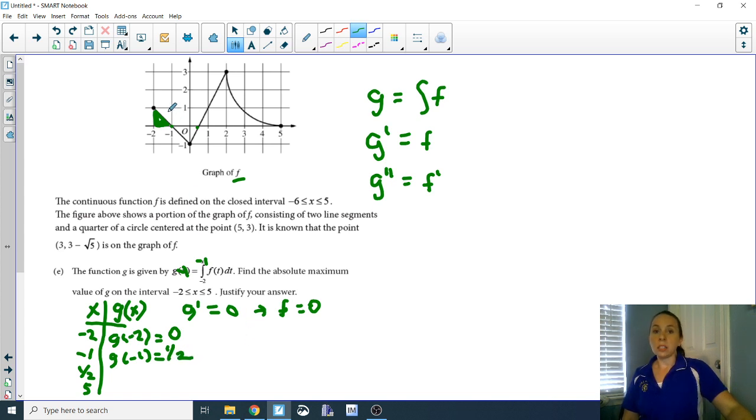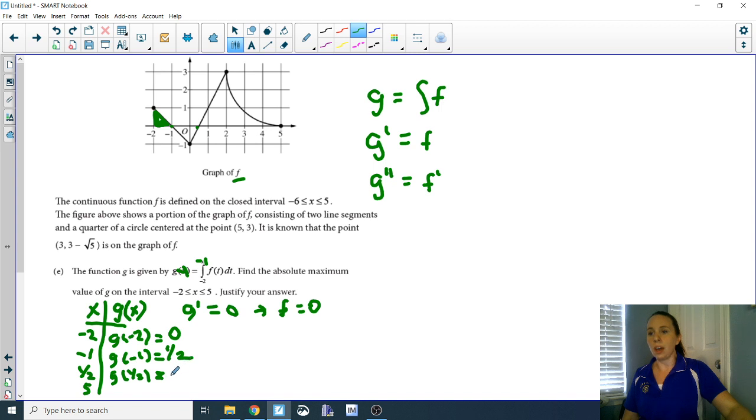By the way, that possibly could be our absolute max, because the derivative is going from positive to negative around -1, which means it's definitely a relative max, or a local max. G of 1/2 is actually not going to be a possible max, because the derivative goes from negative to positive, meaning that's a min. Could put it in here anyway just to have a complete table.